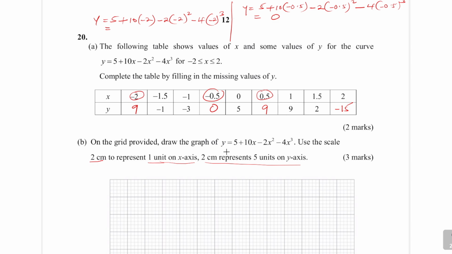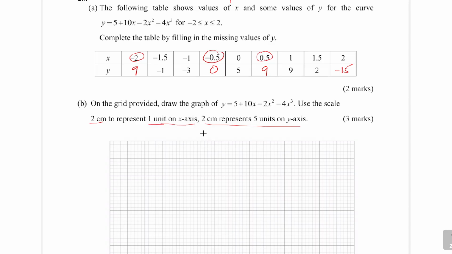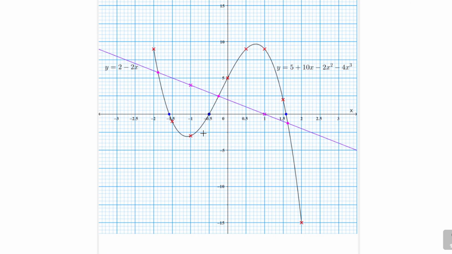I'll demonstrate how you're supposed to do this with the graph that is already drawn, and then I will explain every step, how to plot and how to use this scale. So let's go to the graph, what you're supposed to have. Let me first go to the scale.